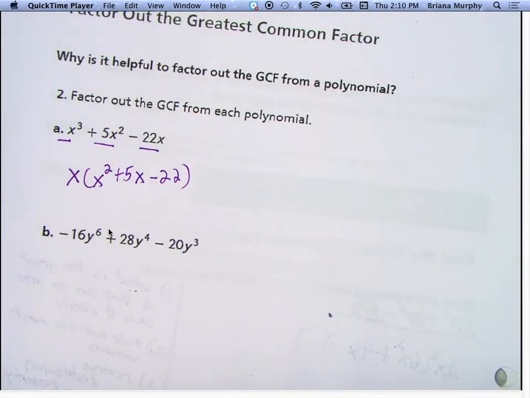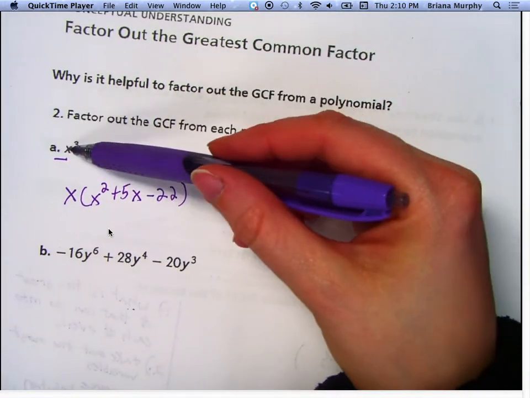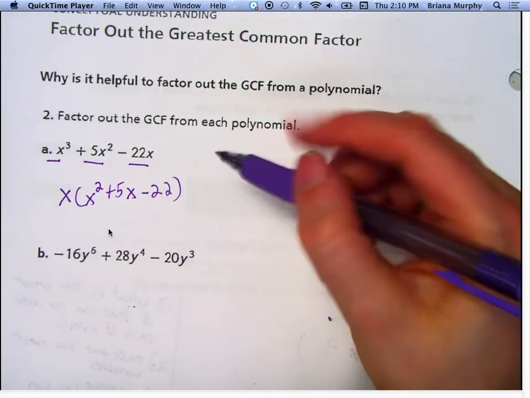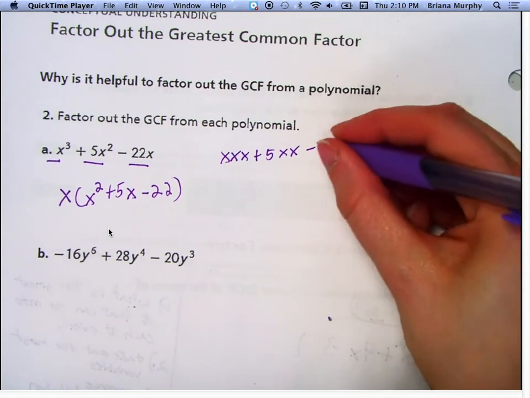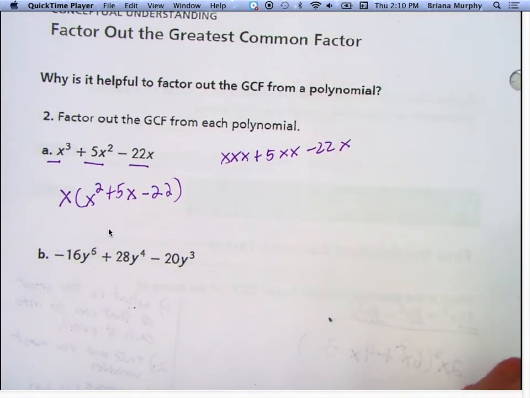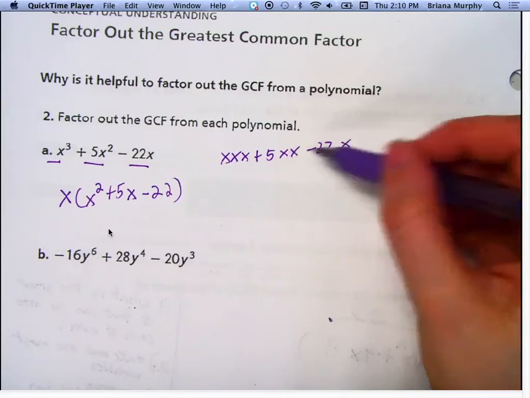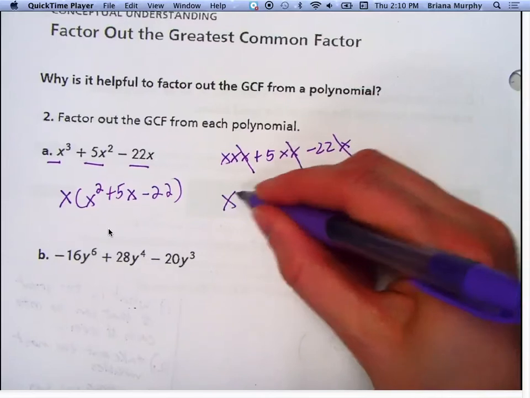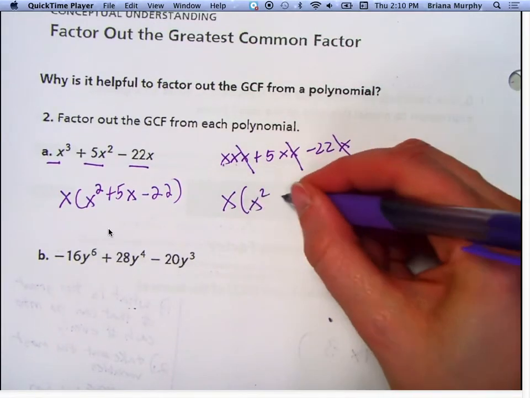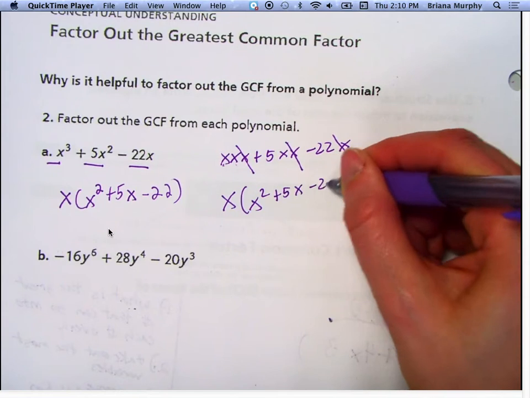Could you go back to the beginning where you're counting up all the x's? Yeah. So I'm looking through here, and if I was going to write this out, I would have 3 x's plus 5 times 2 x's minus 22 times an x, right? If I want to pull out an x from each of these, because I know there's at least one x for each, I pull out an x, I pull out an x, I pull out an x, and I put the x on the outside. I'm left with x squared plus 5x minus 22. So you want to go to the smallest amount of x's.